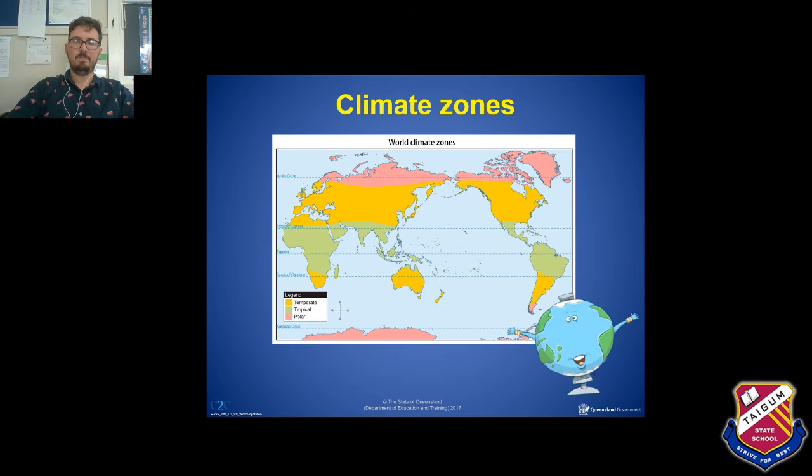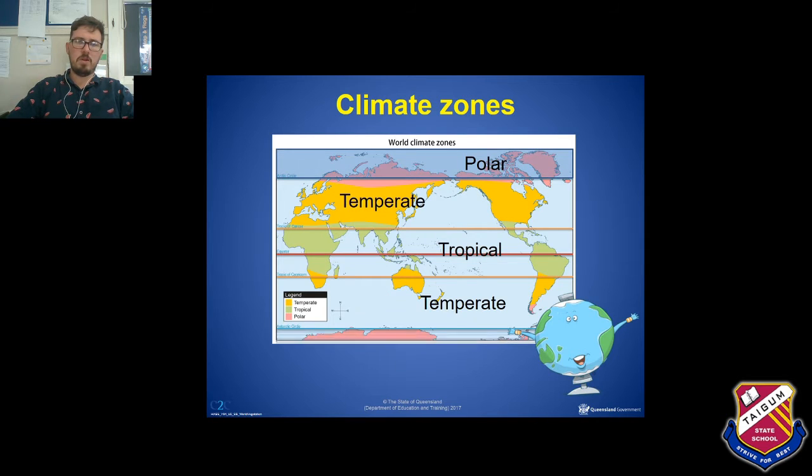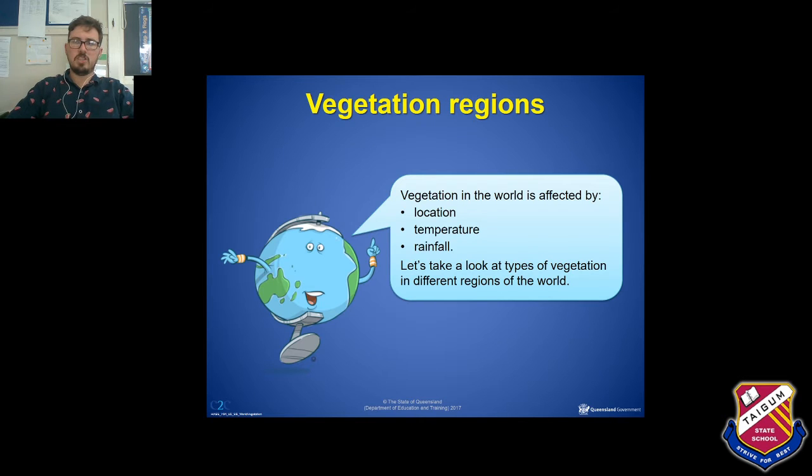World vegetation. Here are the climatic zones in the world. We've got temperate, tropical, and polar. So the tropical lies inside the Tropic of Cancer and the Tropic of Capricorn, with the equator in the middle. The temperate is between the Tropic of Capricorn and the Antarctic Circle, and the Arctic Circle and the Tropic of Cancer. And then we've got the polar zones right up the top and right down the bottom. Vegetation in the world is affected by location, temperature, and rainfall.